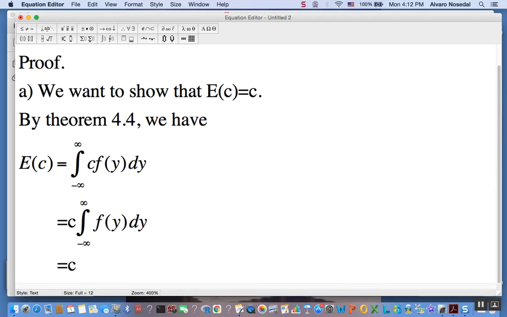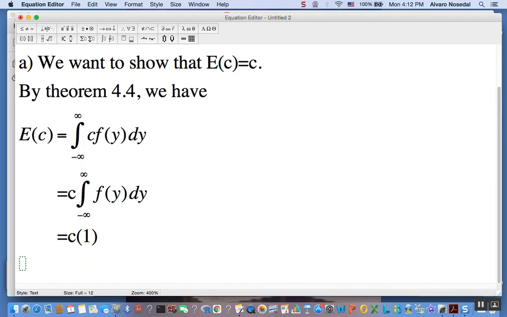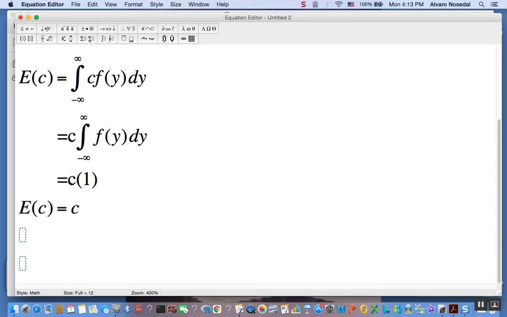So that's what we have here. We have c times 1, which is going to help us conclude what we wanted, that the expected value of a constant is the constant itself. So that's the proof for part A. Not bad, right? It wasn't that hard.